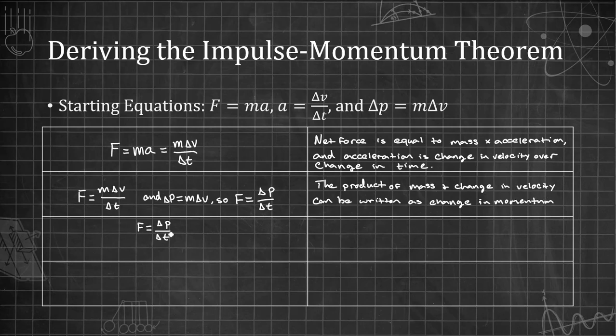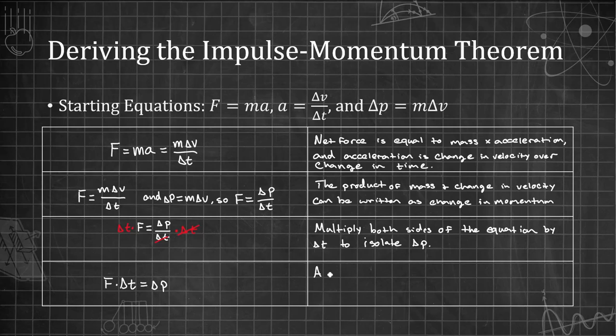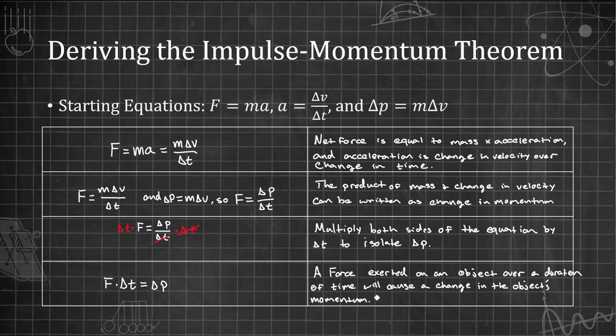So now we're going to start with F equals change in momentum over change in time, or delta P over delta T. And we want to isolate delta P. So we want to move the time over to the force side. So we're going to multiply both sides of this equation by delta T. And that provides us with the impulse momentum theorem, which is that a force exerted on an object over a duration of time is going to change the momentum of that object, and we call that an impulse. So force multiplied by a change in time is an impulse, and the changed momentum of an object is also an impulse.